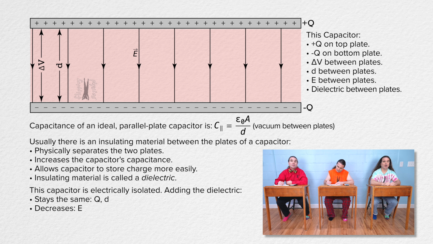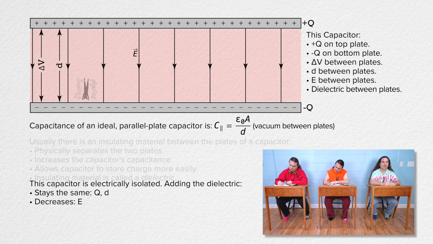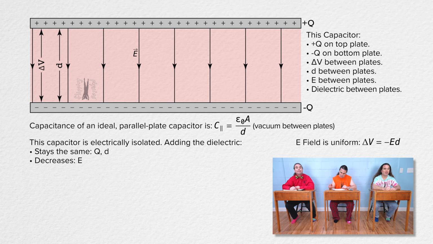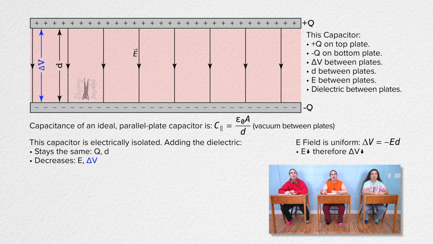Sure. We know from the illustration that the magnitude of the electric field decreases with the addition of the dielectric. We also know the electric field is uniform, so the electric potential difference between the two plates equals the negative of the electric field times the distance between the two plates. Therefore, because the electric field decreases and the distance between the plates stays the same, the magnitude of the electric potential difference between the two plates also decreases.